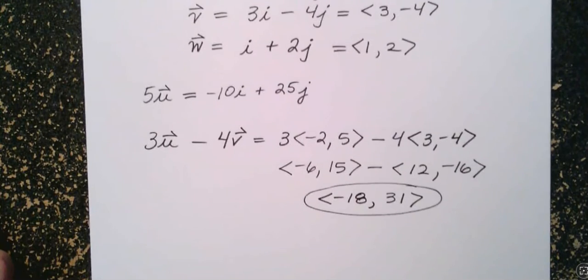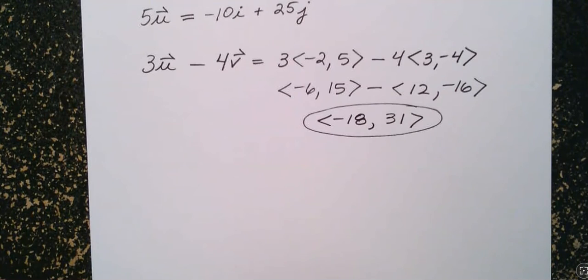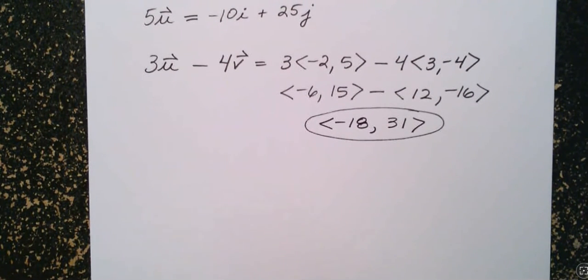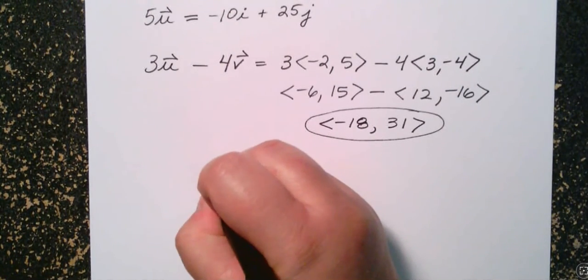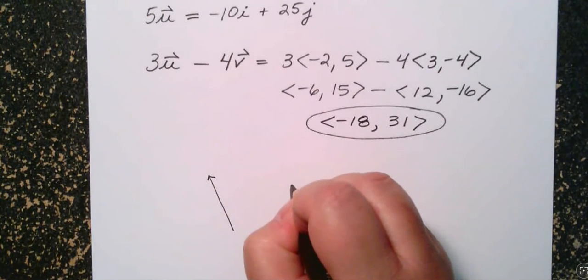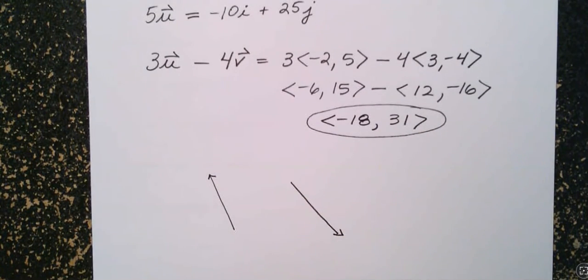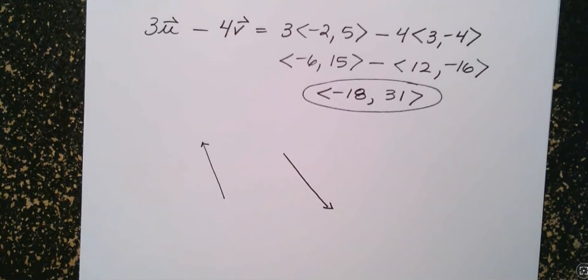Okay. We can also add or subtract things visually. If I had, let's see, the vector u, -2, 5, it might look something like this. And the vector v, 3, -4, might look something like this. That's not the best representation at all. Let's try and get a little bit more accurate. Let me see if I can grab some graph paper.